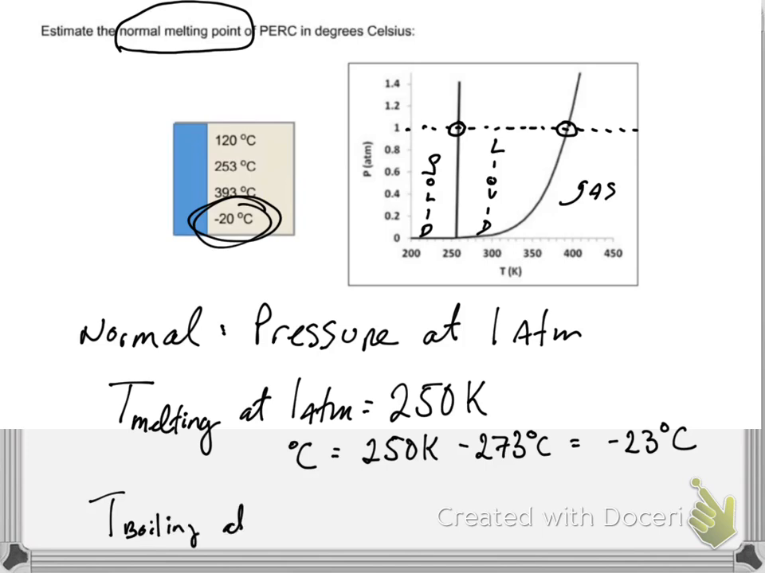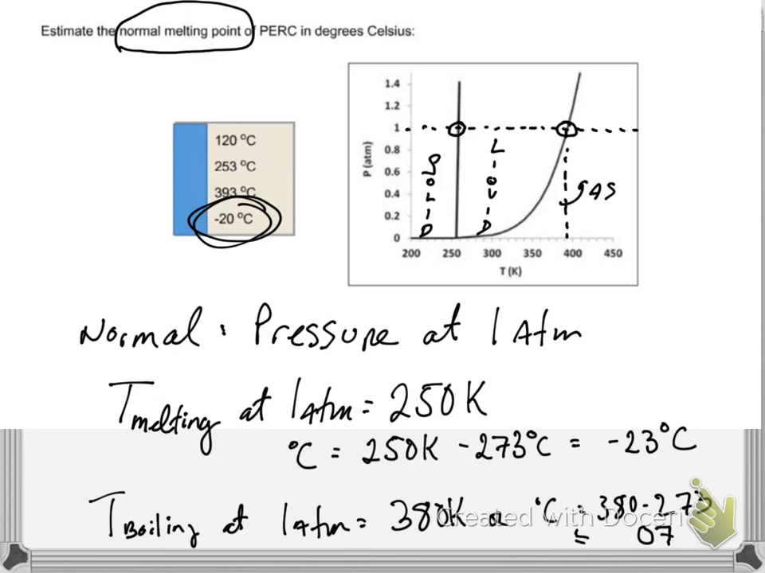For boiling, it wasn't asked, but we can calculate that too. At 1 atmosphere, that temperature would be about 380 Kelvin, or if we subtract 273 from it to get degrees Celsius, we get 107 degrees Celsius. So one thing is you want to make sure you can navigate across a phase diagram, and two, that you can convert between Kelvin and Celsius. And remember, normal will be asked on the test, and it's the pressure at 1 atmosphere.